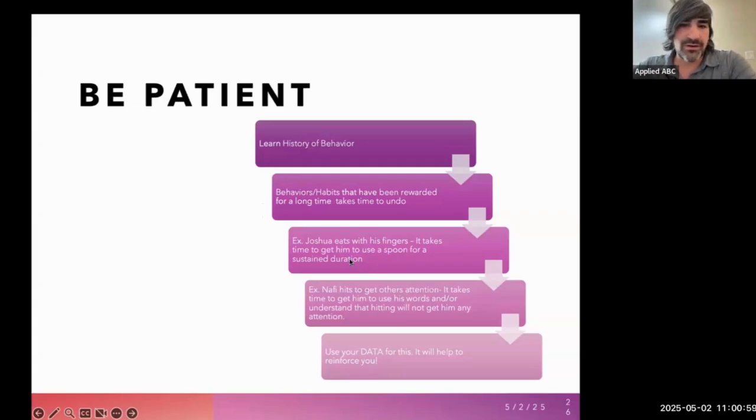The examples they give are Joshua eats with his fingers. It takes time to get him to use a spoon for a sustained duration because he's used his fingers for a long time. Nafi hits to get others' attention. It takes time to get him to use his words and to understand that hitting will not get him any attention. It takes a lot of ignoring to counteract all that time that it worked. And yeah, we use data. We're driven by the numbers and by that performance.